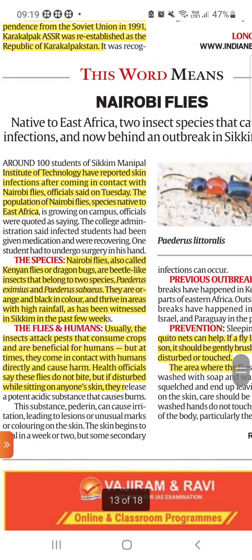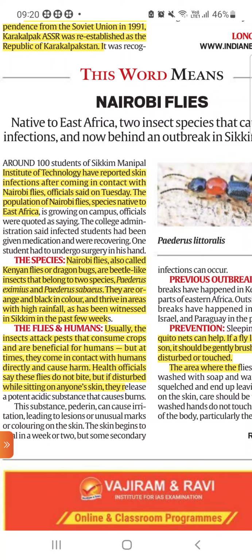Students of the Sikkim Manipal Institute of Technology have reported a skin infection after coming in contact with Nairobi flies. The species is native to East Africa. Nairobi flies, also called Kenyan flies or dragon bugs, are beetle-like insects belonging to two species, Paederus eximius and Paederus sabaeus. They are orange-black in color and thrive in areas of high rainfall, as witnessed in Sikkim in the past few weeks. Usually the insects attack pests that consume crops and are beneficial for humans, but at times they come in contact with humans directly and cause harm.